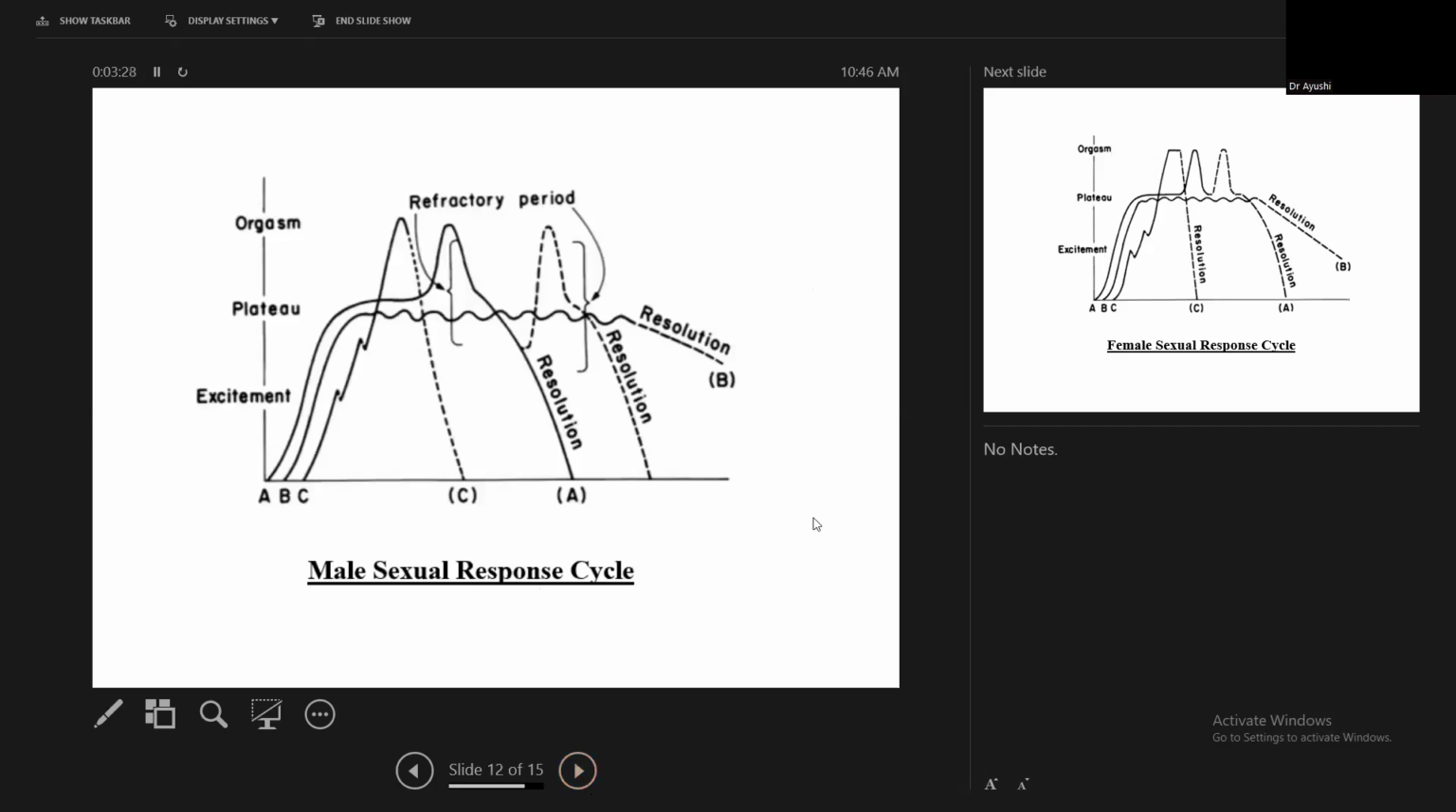This is the graphical representation of male sexual response cycle. There are three patterns, A, B, and C. In pattern A, it goes from excitement to plateau, orgasm, and resolution. In the phase of resolution, refractory period is marked, which is specific for male sexual response cycle. And there are other patterns, B and C. In pattern B, it goes from excitement to plateau and directly to resolution. And pattern C goes from excitement, there is a very minimal stage of plateau, orgasm, and resolution.